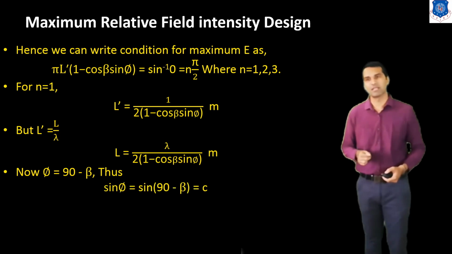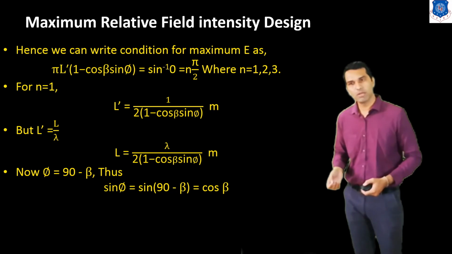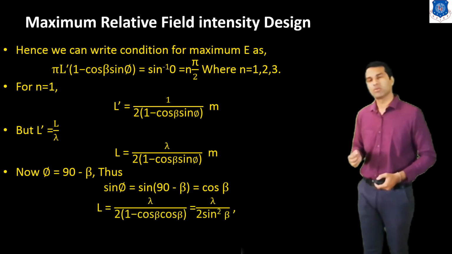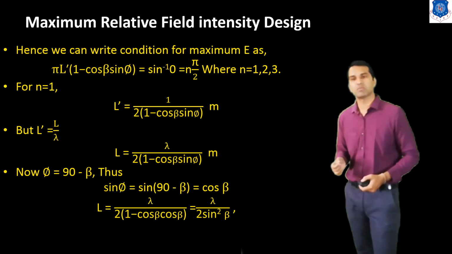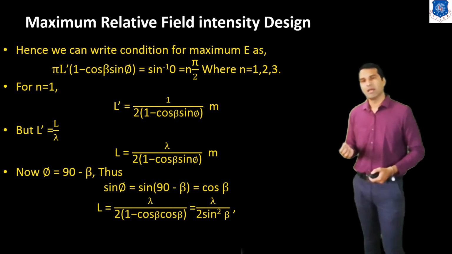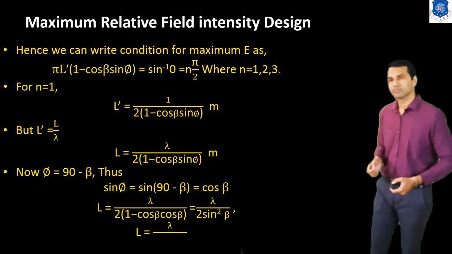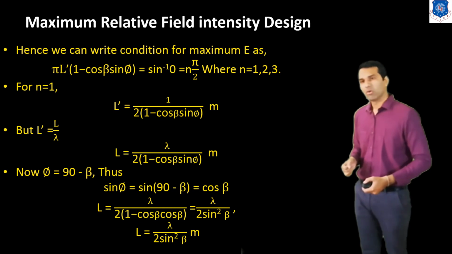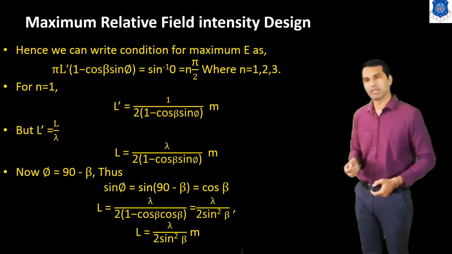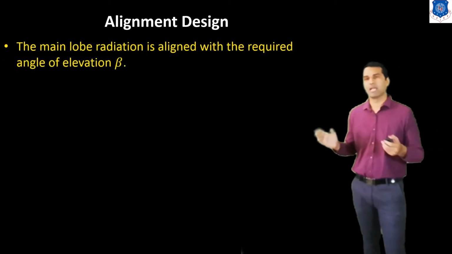So we can write sine phi equals sine (90 minus beta), which is nothing but cos beta. So we get L equals lambda upon 2 (1 minus cos beta) cos beta. So it's nothing but 1 minus cos beta, and we can write lambda upon 2 sine square beta. So L equals lambda upon 2 sine square beta. We get this equation. Now we discuss the alignment design.